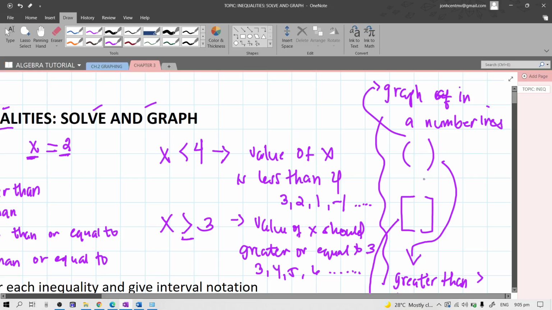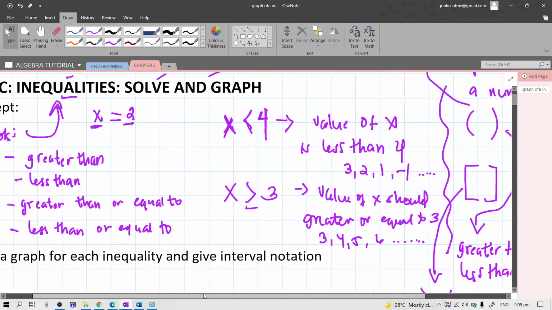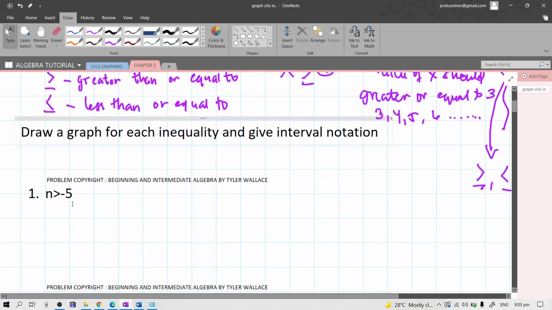So, dito, magse-set tayo ng limit gamit nitong mga symbol na to sa pag-graph. Okay? So, let's say this is x is to 4. Okay? So, i-graph natin yan sa number line. So, para mas ma-appreciate, let's apply it sa mga example.